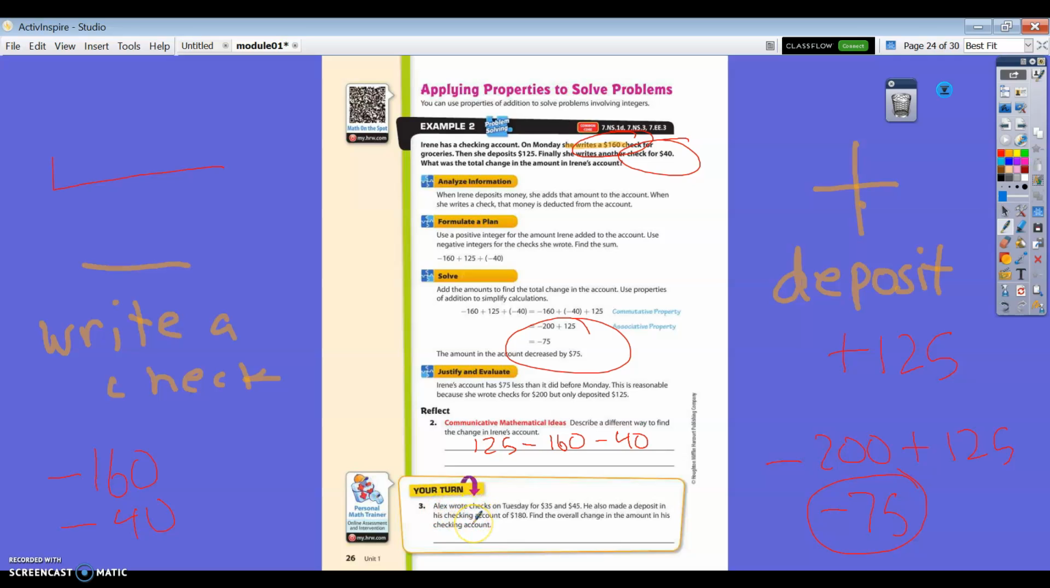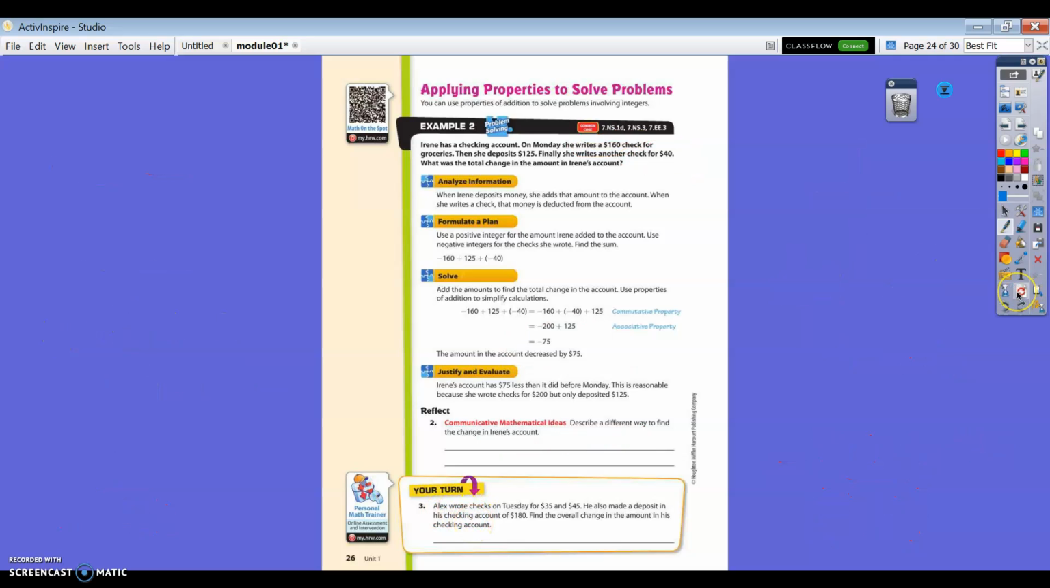Okay, clear this off and look at this problem. Alex wrote a check. Remember, writing a check is negative, for 35 and 45. He also made a deposit in his checking account of 180. Remember, deposit is a positive thing. Deposit is good. $180. Combine your negatives.